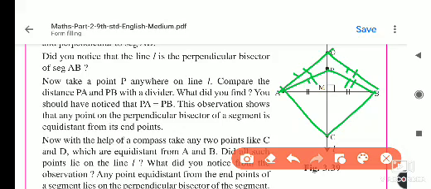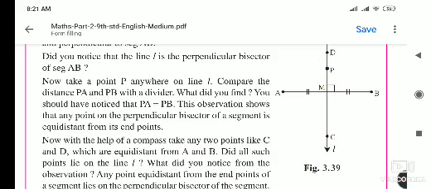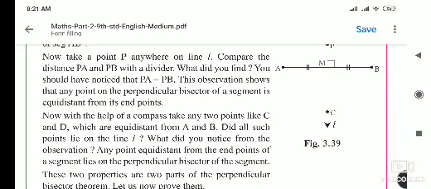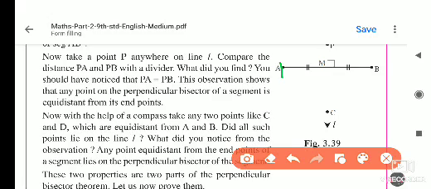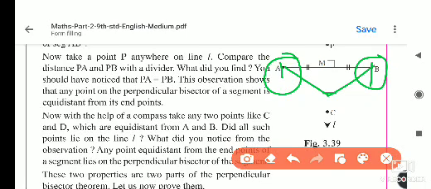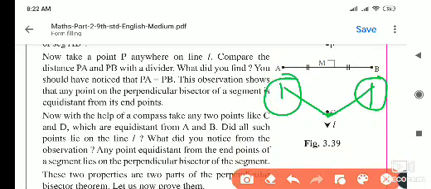From this we understand that any point on the perpendicular bisector of a segment is at an equal distance from the endpoints of the segment. So A and B are the endpoints, and if you take any point, it is at an equal distance from the endpoints of the segment, and the endpoints in the figure are A and B.